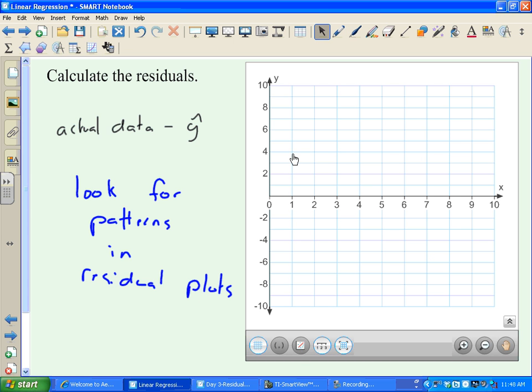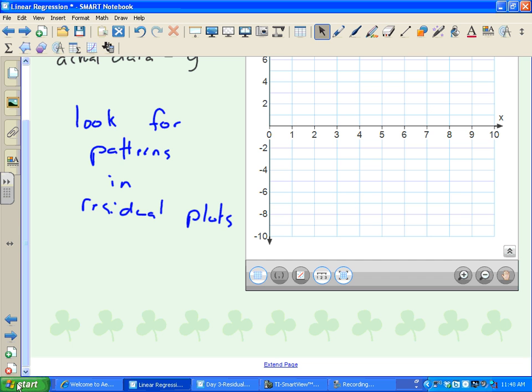Here's all you need to say. Remember, I'm talking about evidence and being specific. You should be able to be specific about your R value. Next, you should be able to be specific about your residual plot. You need to say, hey, there doesn't appear to be any patterns. If there's no patterns, then the linear model is the best fit.